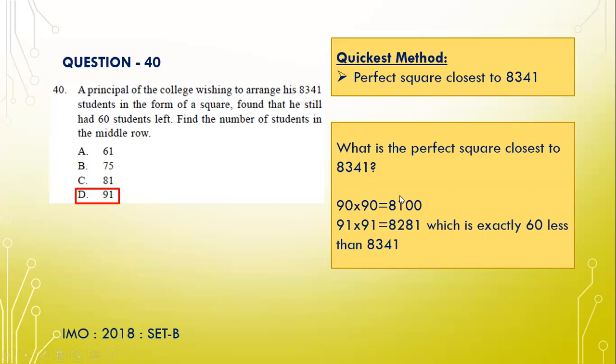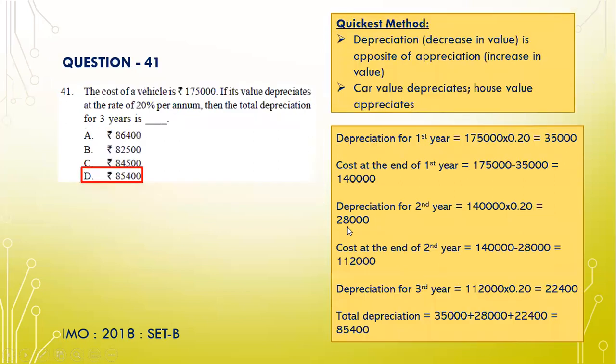So 90 into 90 is 8100. And 91 into 91, which is 8281, isn't it? So 8281 is the perfect square, which is closest to 8341. And 8281 is exactly 60 less than 8341, because 8281 plus 60 will be 8341. So the option is the teacher should be arranging students in 91 rows by 91 columns. So number of students in the middle row will be 91, or in any row. In any row or in any column, the number of students will be 91.